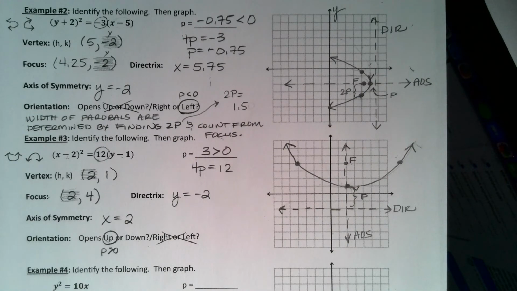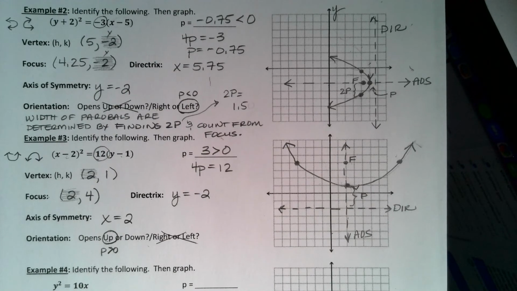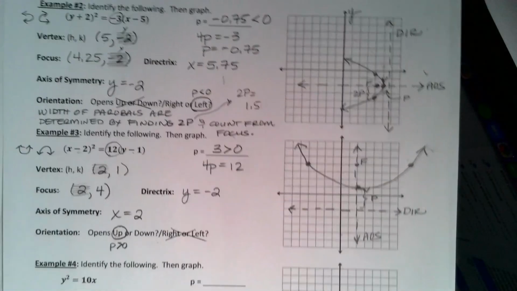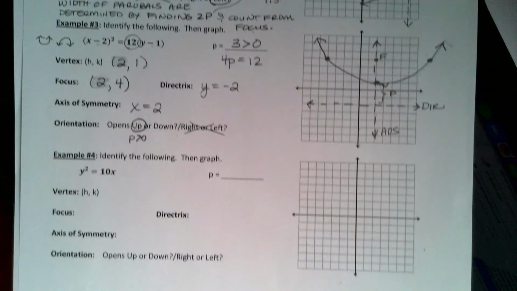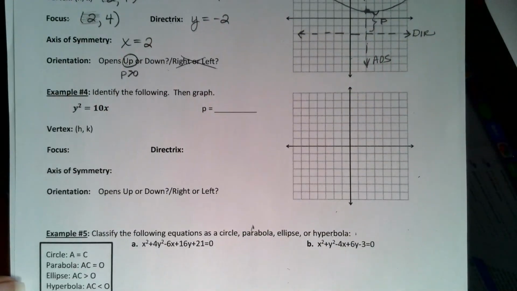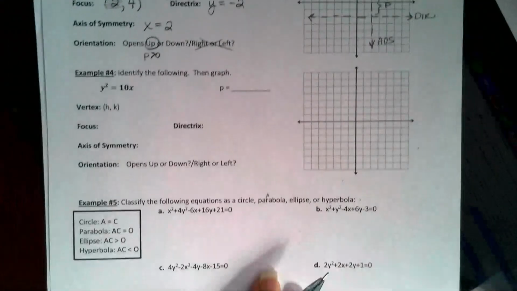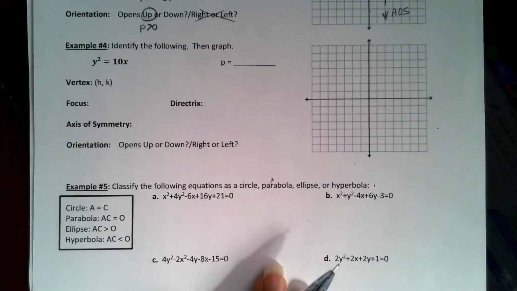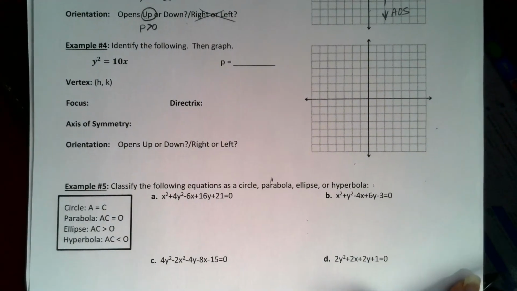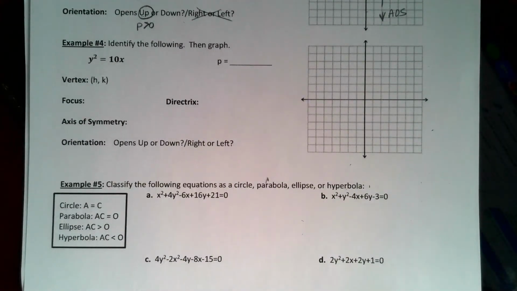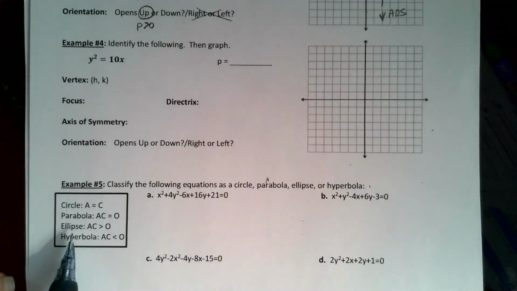So I left the other 3 problems for students to practice on their own, okay? So problems 1 and 4, the answer key is online. Let us move down to example number 5, whereby you classify equations as a conic of a circle, parabola, ellipse, or hyperbola using these little features that I've given here on the side.